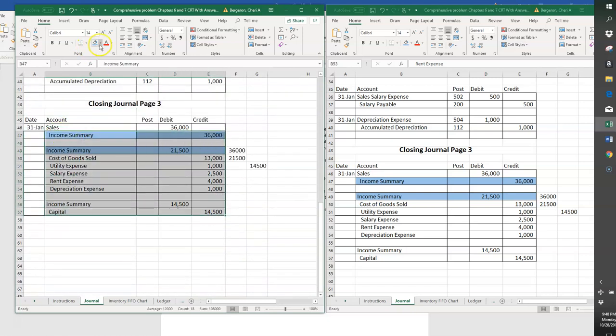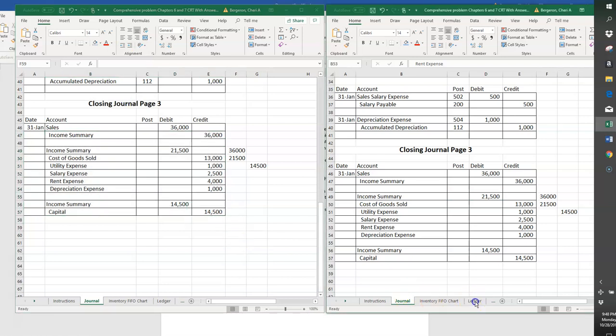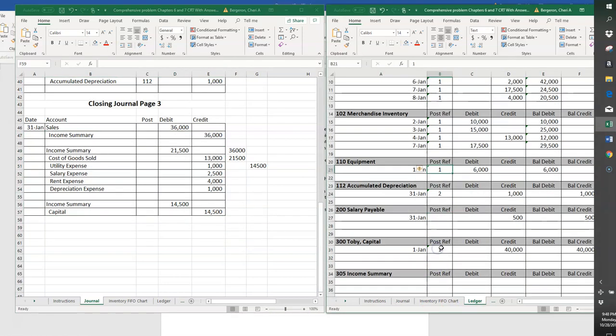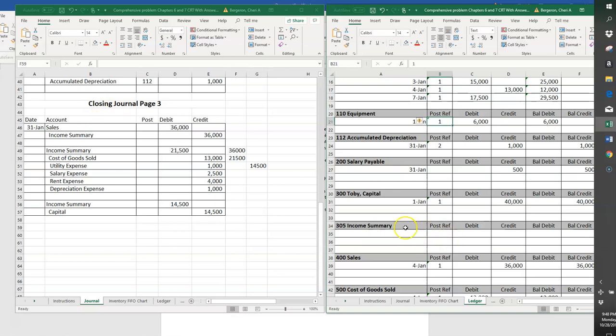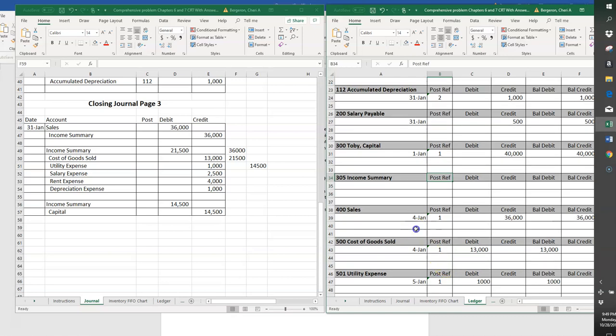We want to take out our highlights so it'll be easier to read. All right, and then we want to post it to the ledger. So here we go. This is page three. I debited sales for $36,000. So on January the 31st, from journal entry page three, I debited sales for $36,000.